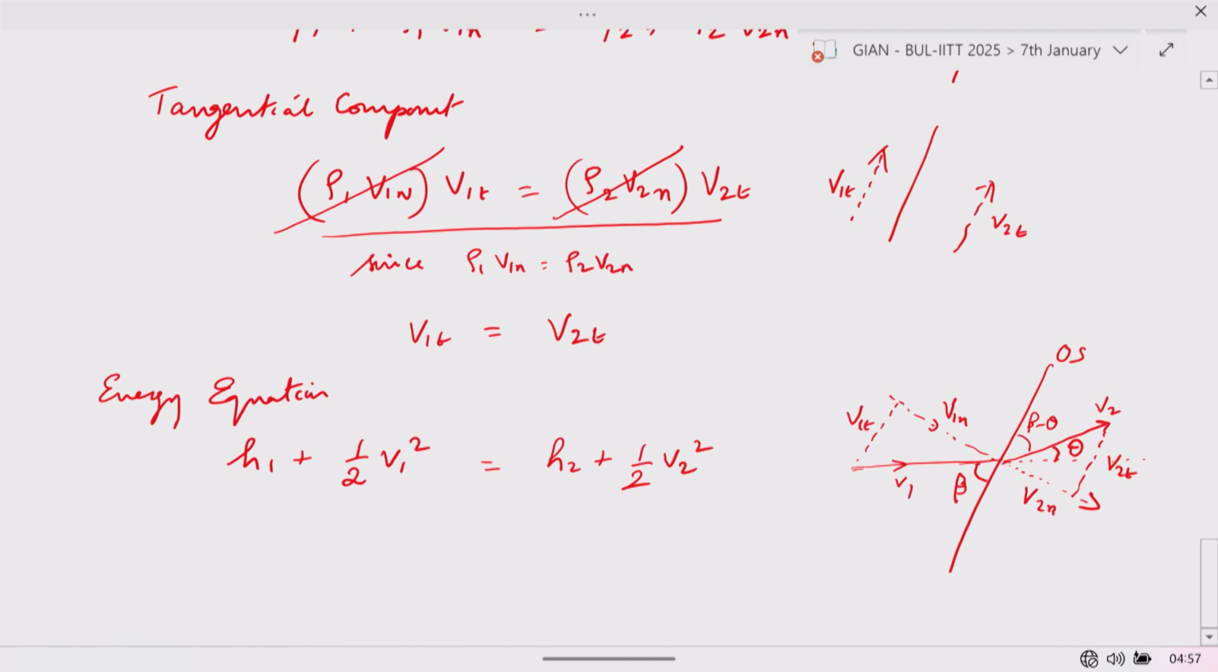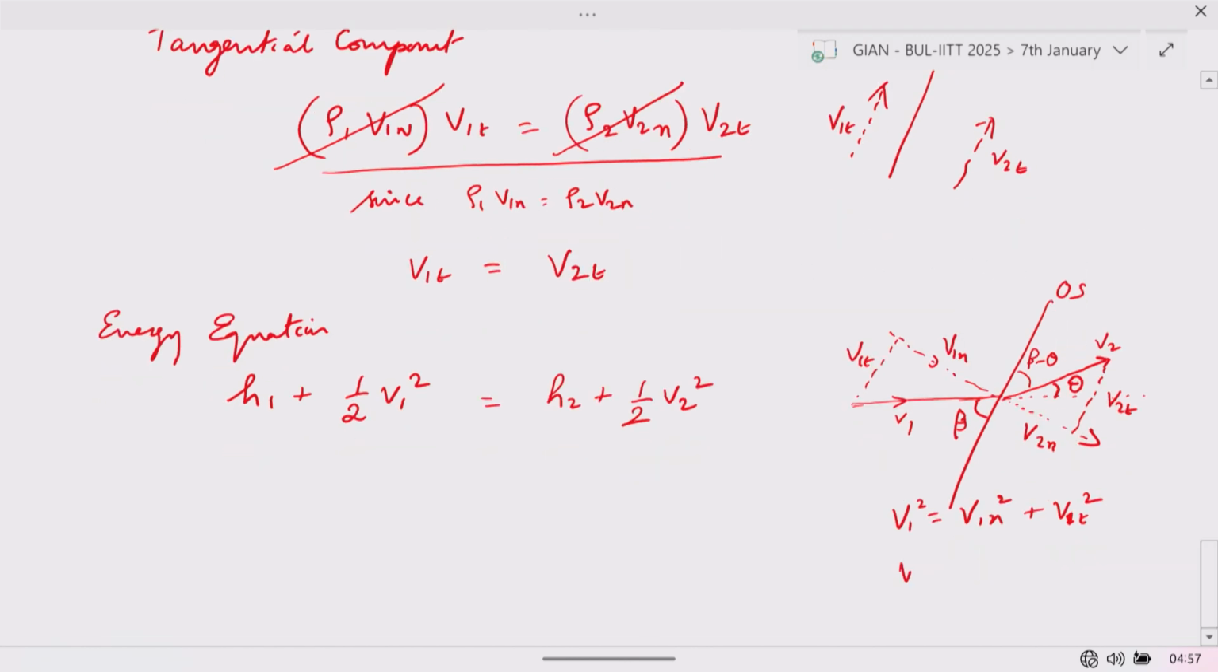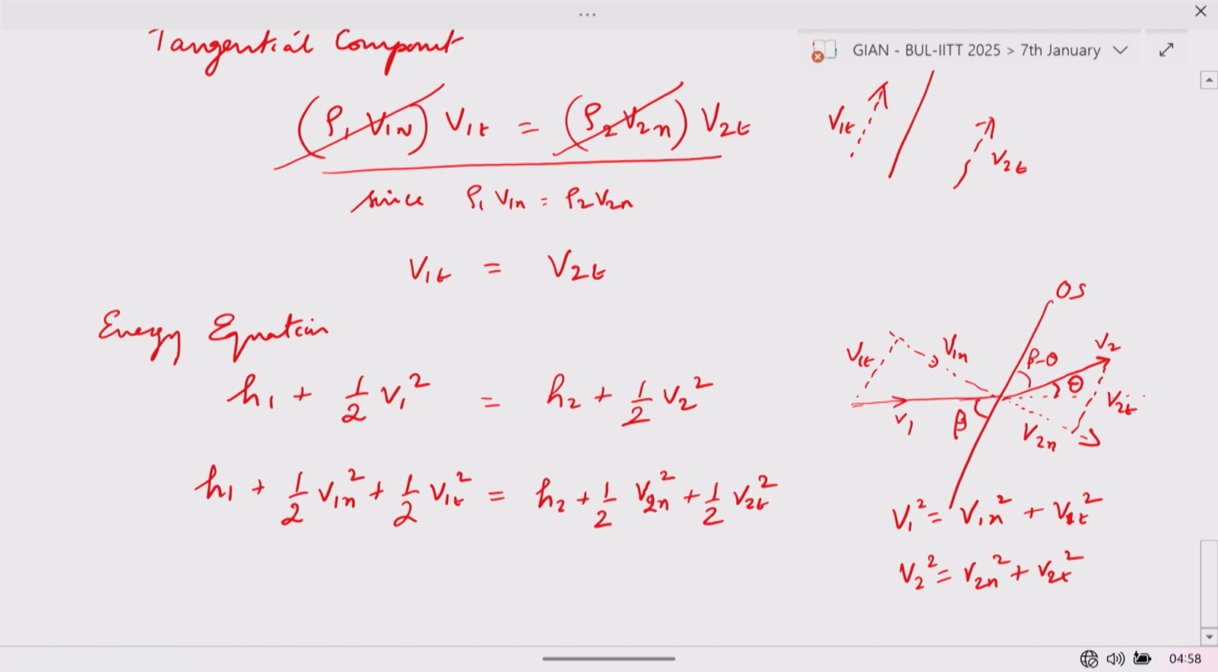Now you can apply the Pythagoras theorem. When you apply it, you can say that v1 square is equal to v1n square plus v1t square. In a similar way, we can write v2 square is equal to v2n square plus v2t square. So the energy equation becomes h1 plus half v1n square plus half v1t square is equal to h2 plus half v2n square plus half v2t square.